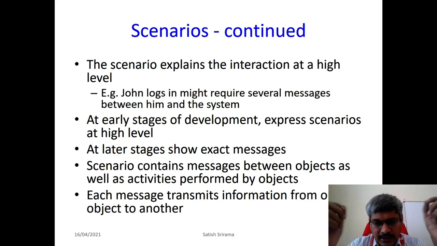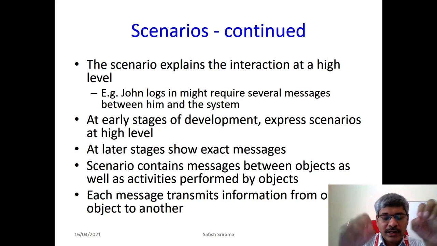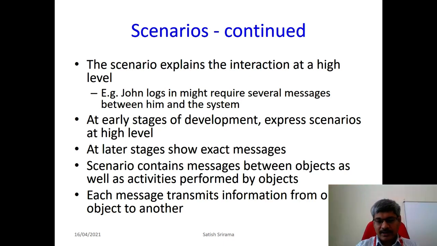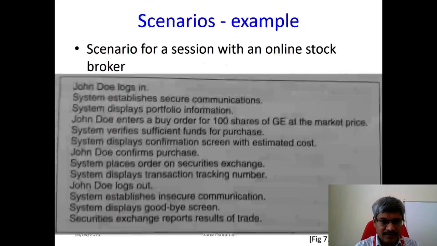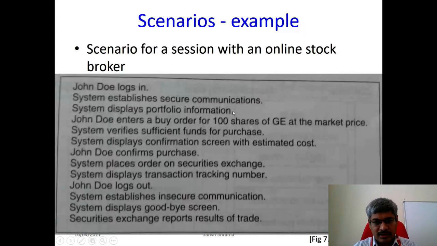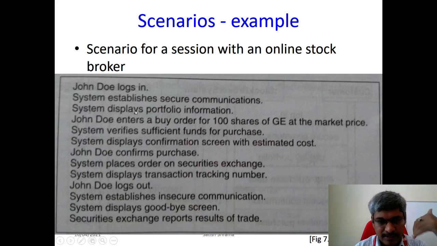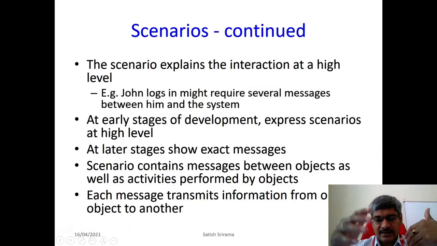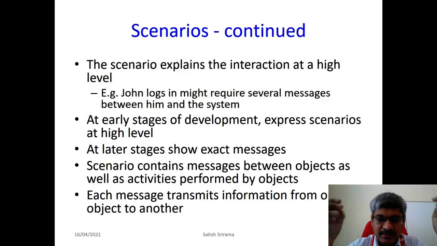Each message transfers information from one object to another. That's what is happening whenever a particular message is flowing. For example, the system establishes secure communication. We have already seen the example: John Doe logs in, meaning user ID, password, and special security information are all exchanged. So a message means certain information is being exchanged between this object and the other objects. This is how you actually define scenarios.